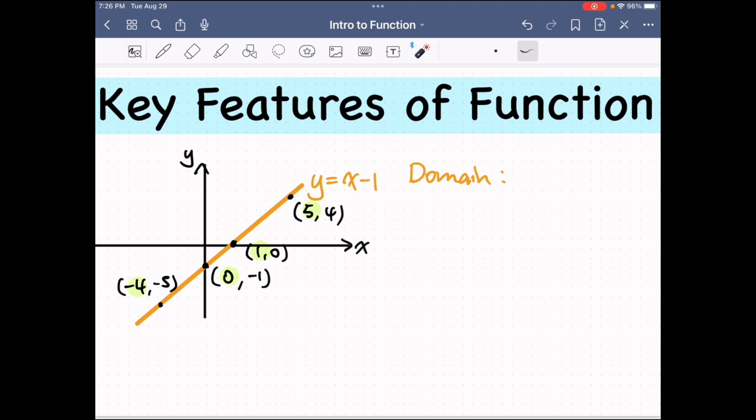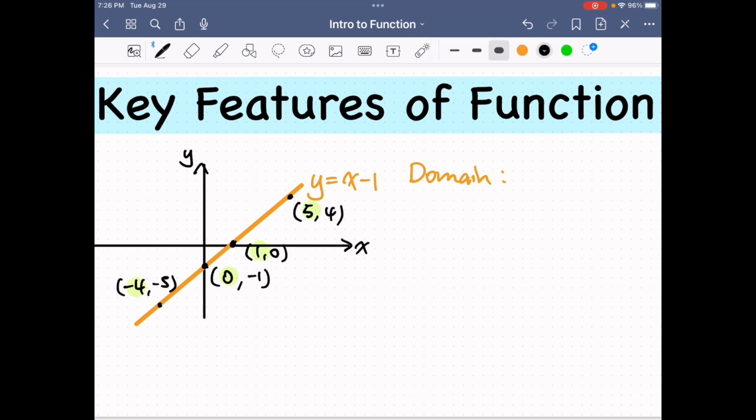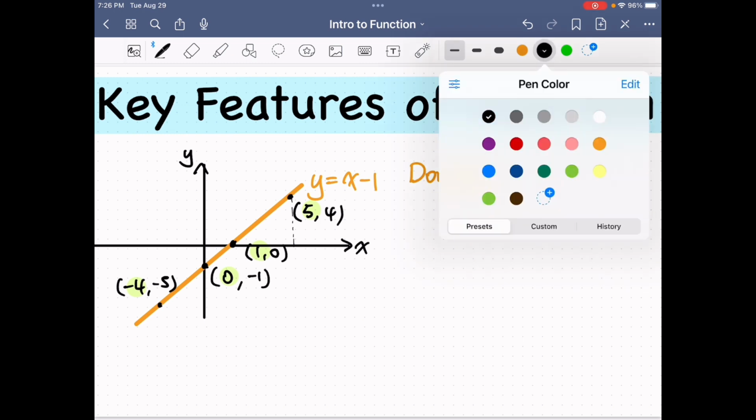But are they the only elements in the domain? No, because this is a linear line that extends in both directions infinitely. So I can plug in a lot of other x-coordinate values. What you do is you try to draw a vertical line from all of these points on the line all the way to the x-axis. When I draw this vertical line to the x-axis, then I find a corresponding x-coordinate.